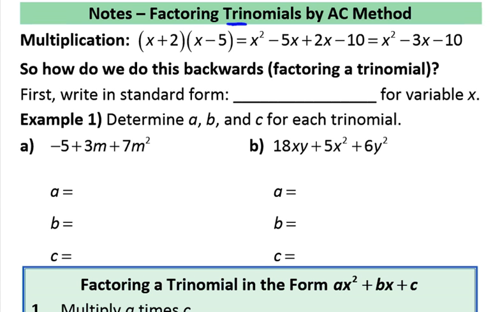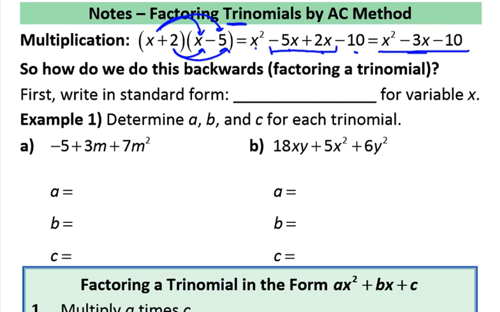Just a recap on multiplying polynomials, we have x plus 2 times x minus 5. I want to show you what that looks like going forward, and then what we're doing with factoring is going backwards. Going forward, we would double distribute, so x times x is x squared, x times negative 5 is negative 5x, then 2 times x is plus 2x, then 2 times negative 5 is negative 10. Then in the middle we have 2 like terms, so we add them together, and that makes negative 3x.